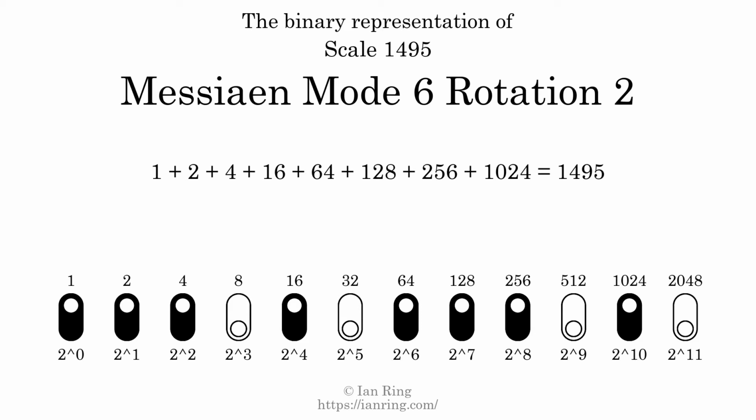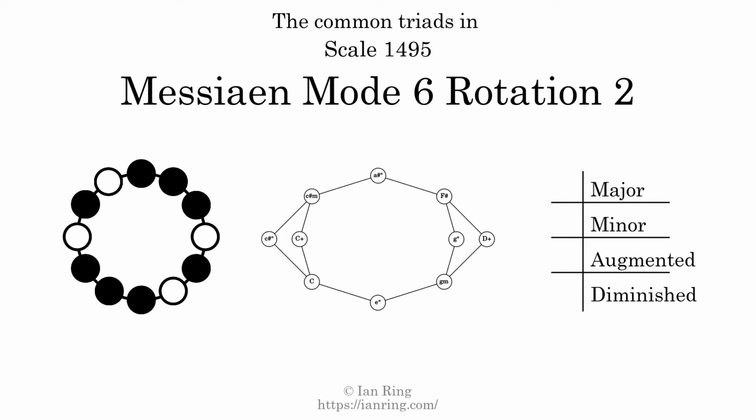1495. The scale number not only enumerates the scale with a unique index, but it also literally describes the tonal content of the scale. Represented as a binary number in base 2, the scale number is 0101110101111. Here are the common triads present in this scale.